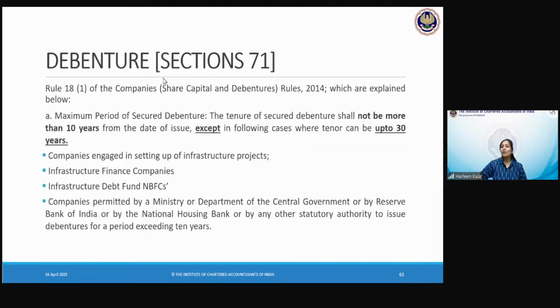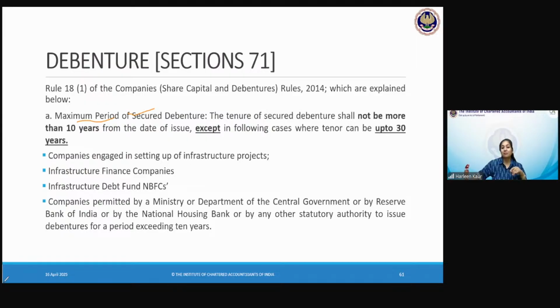Now let's come to something which is new for CA Intermediate students. Whatever we read in the first two slides was something which is there in the subconscious mind from class 11. Now we are reading something different. What is the maximum period for issuing secured debentures? First of all, this is the last topic and I am going to have a quick recap of the entire chapter along with that. What was the maximum period for issuing preference shares?